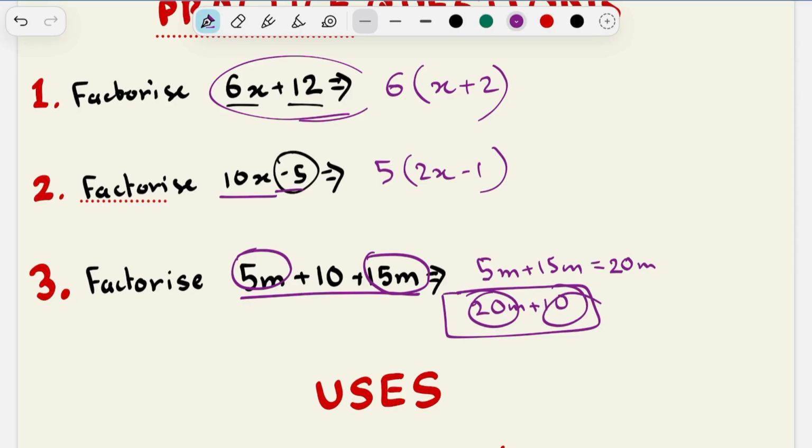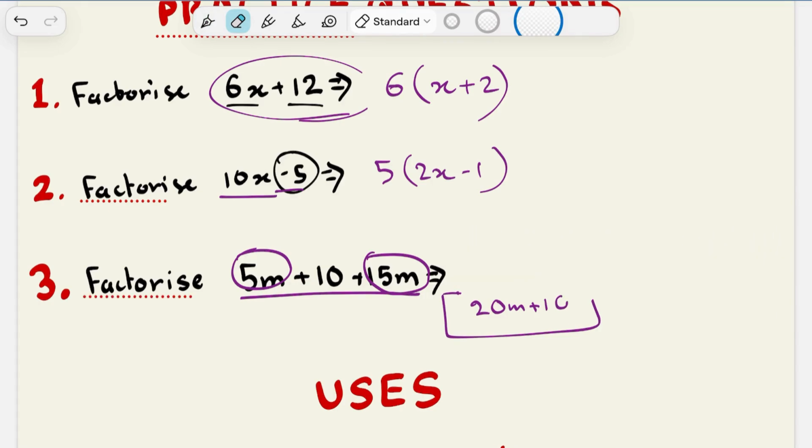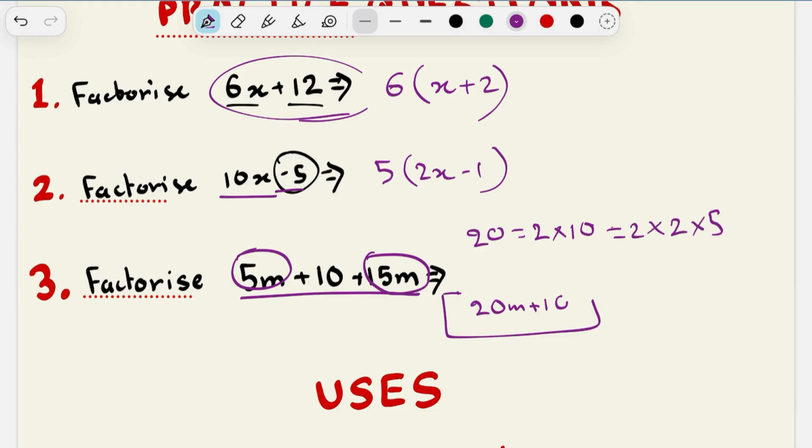So we're going to find the highest factor over here. Let's write out the prime factorization of 20 and 10. So 20 is equal to 2 times 10, which is equal to 2 times 2 times 5. And then 10 is equal to 2 times 5. So we can see that 2 times 5 is common over here, which is equal to 10. So that's why 10 is going to be our HCF over here.